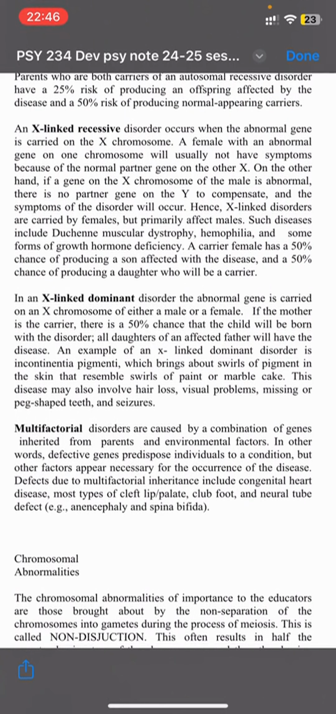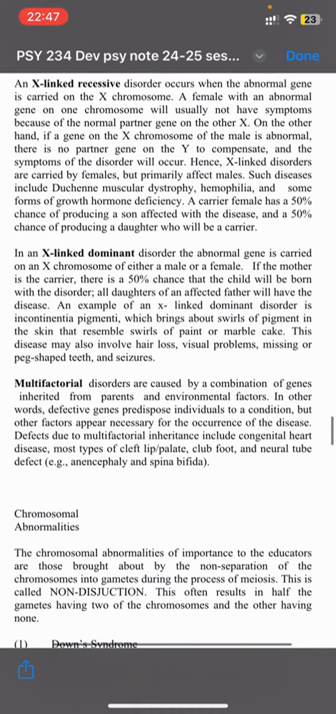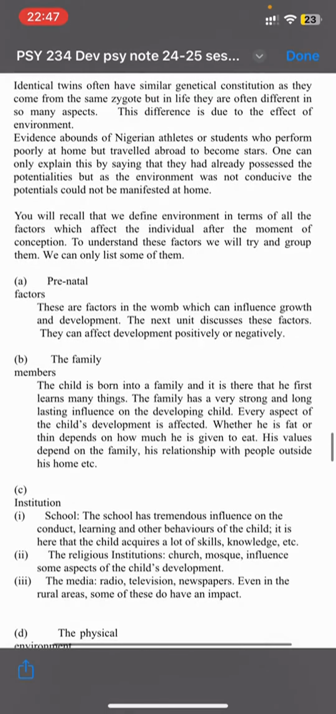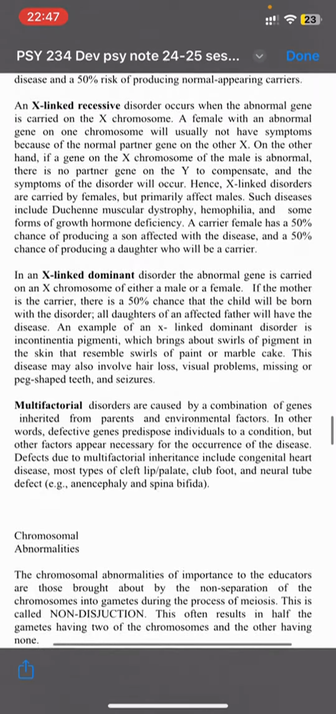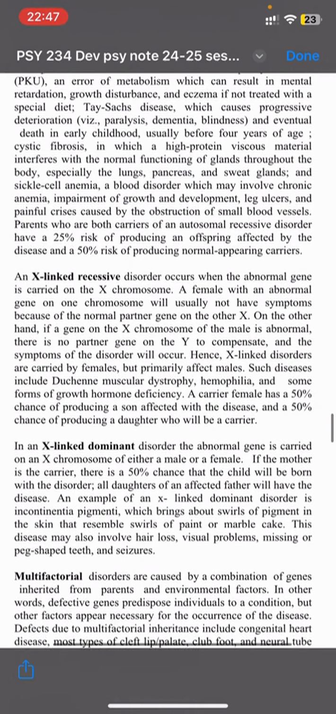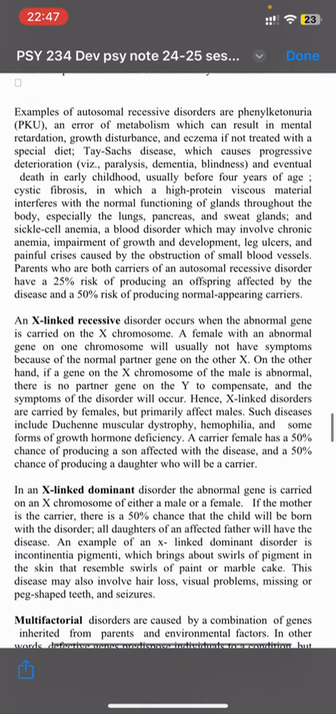Now, an example of X-linked dominant disorder is incontinentia pigmenti, which brings about swirls of pigment in the skin that resemble swirls of paint or marble. This disease may also involve hair loss, visual problems, missing or peg-shaped teeth, and seizures. I think that is the end of all of the XY, XX. So we can look at it again.